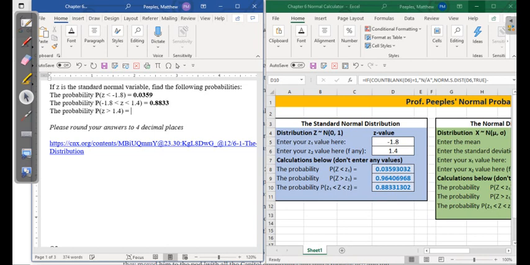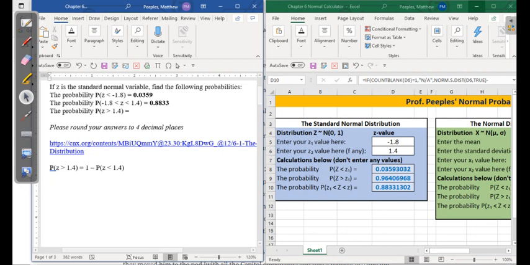Alright, so there we go. How about the last one? What is the probability that z is greater than 1.4? Well, the rule is that if we're going to find the probability that z is greater than 1.4, we would normally find it by finding 1 minus the probability that z is less than 1.4.